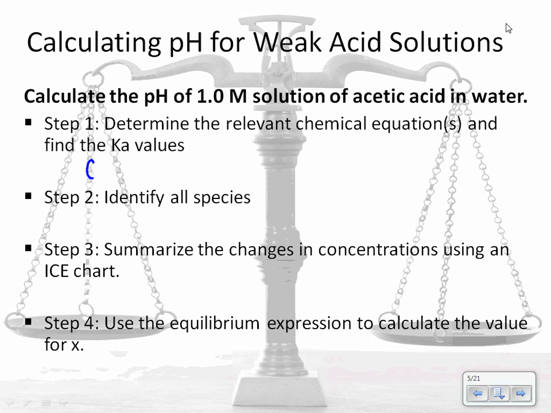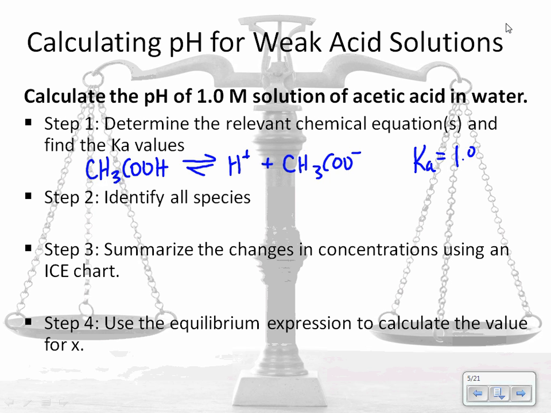My relevant chemical equation is my acetic acid breaking apart into H plus and CH3COO minus. Okay, and I know I can look up the Ka of that acid in the back of the textbook. It's 1.8 times 10 to the negative 5. So again, I got that from the back of the textbook. So now I've identified all my species. I'm going to summarize the changes in an ICE chart and then calculate my value for X.